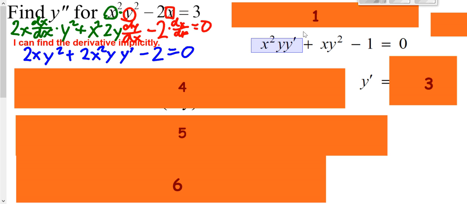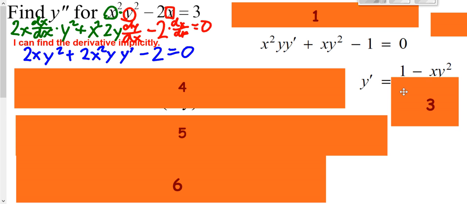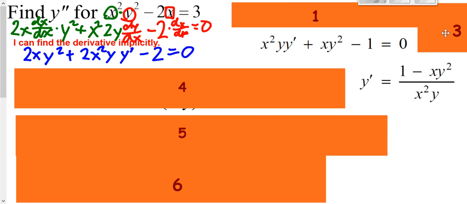So we will need to get this by itself. So you'd want to subtract these to the other side. Subtracting negative 1 would be adding 1, subtracting your x squared. And then you want to get your y prime by itself, so you'd have to undo multiplying by this, so you divide and you would get this here.